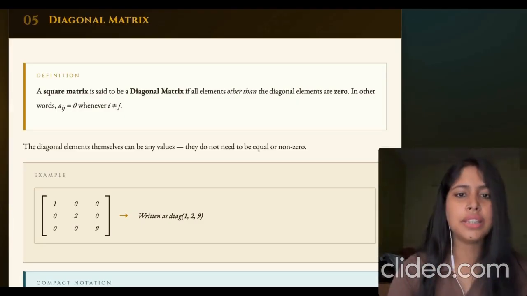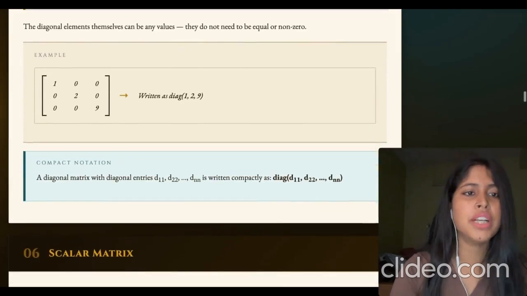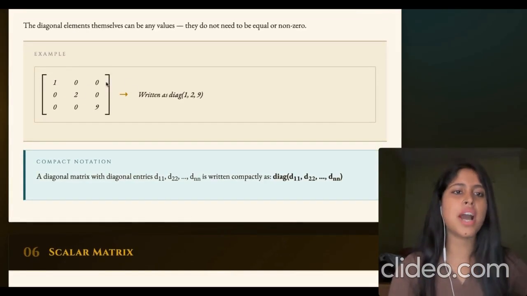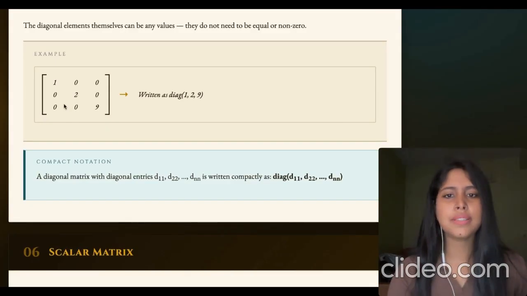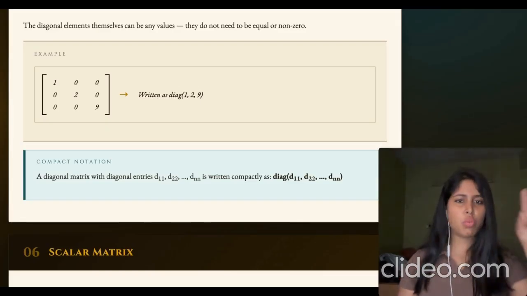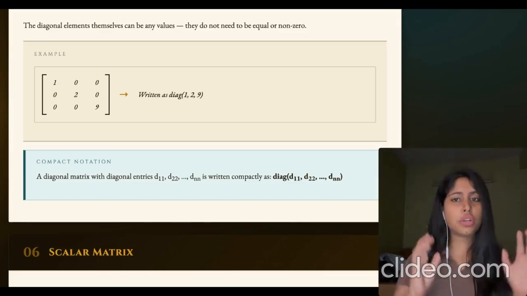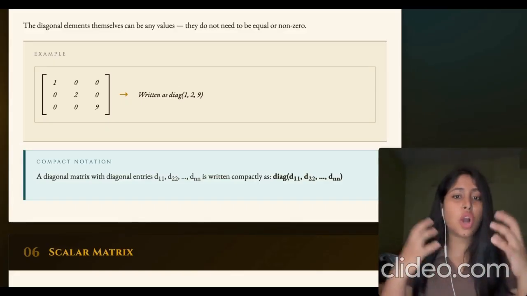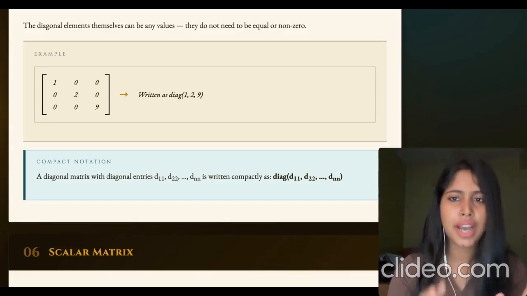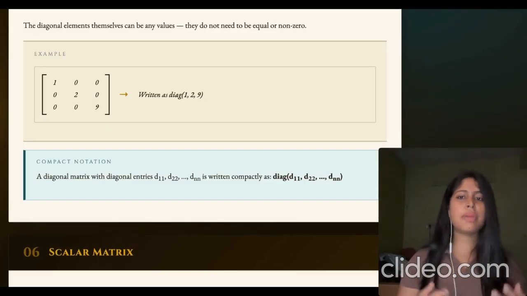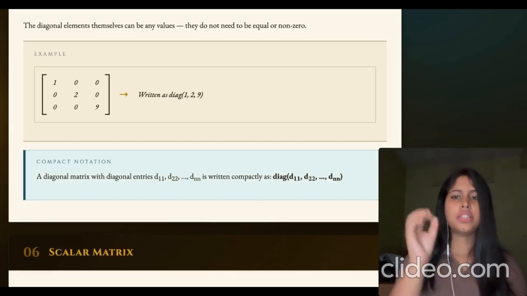As you can see in this example also, our main diagonal is non-zero and the off-diagonal elements are zeros, right? From here we can see that the non-zero entries are 1, 2 and 9, which only sit on the diagonal. Everything else is 0. This matrix is written compactly, as you can see, diag 1, 2, 9. In general, a diagonal matrix is denoted as diag d11, d22 and so on till dnn.